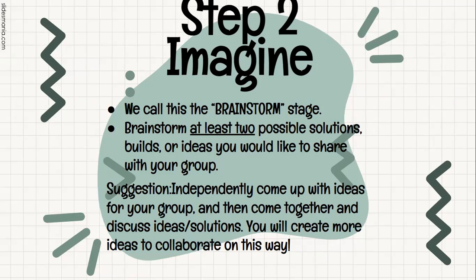This is a fun stage because you get to brainstorm. I always suggest students, even in a group, split up for this part of the journaling and then come back together and share their ideas. Now, we call this, like I said, the brainstorming stage. So brainstorm at least 2 possible solutions, builds, or ideas you would like to share with your group. You will create more ideas to collaborate when you brainstorm your ideas separately and then come together and create 2 final possible solutions, okay?